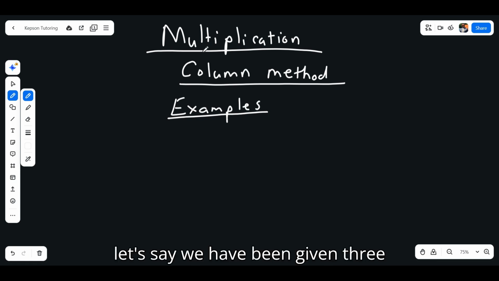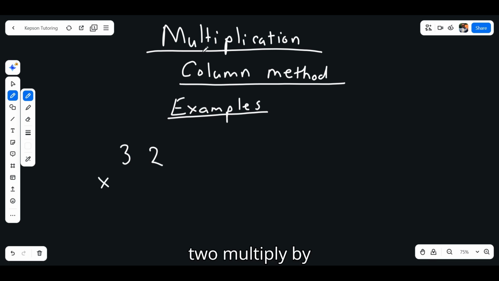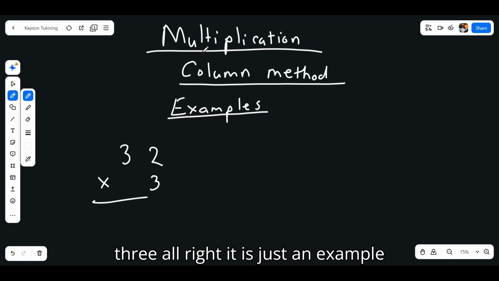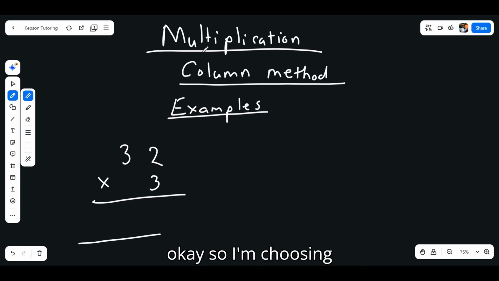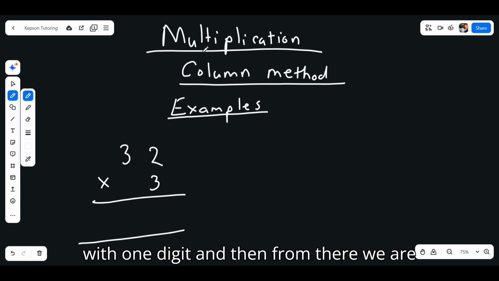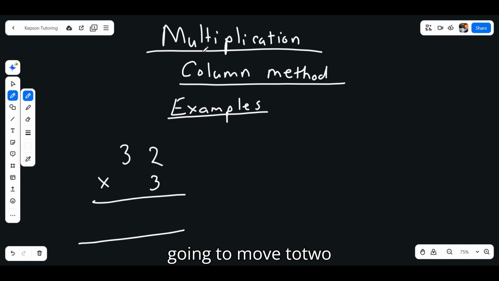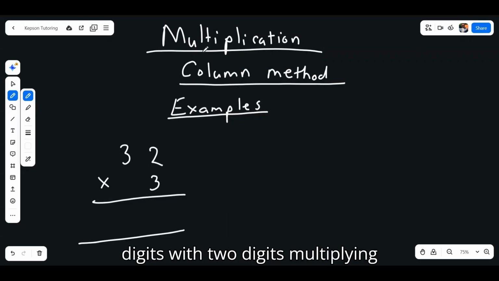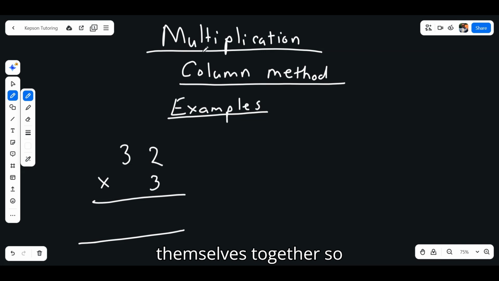For an example, let's say we are being given 3 to multiply by 3. This is just an example. I'm choosing to first start with one digit multiplied by one digit, and then from there we are going to move to two digits multiplying with two digits.